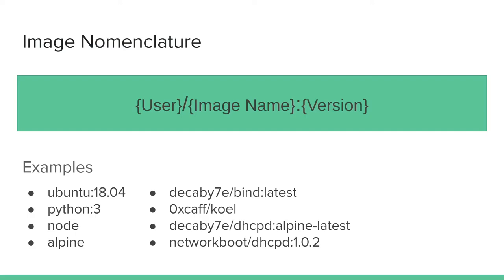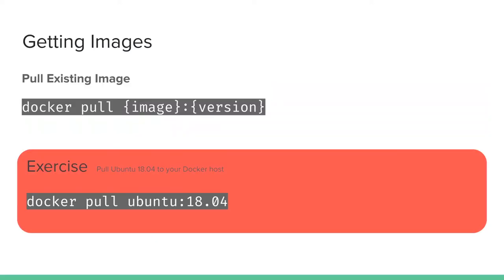And on the right, you can see stuff like mine. I made a bind image, and it's called decabyte/bind:latest. Here's another one, a music app that someone made. There's no colon next to it, which just means the default version would be latest. On the bottom here is another image I made, which has a special version on it. The version could be whatever you want: a number, a string, whatever. It just depends on what they chose to use. So that's how images are written out.